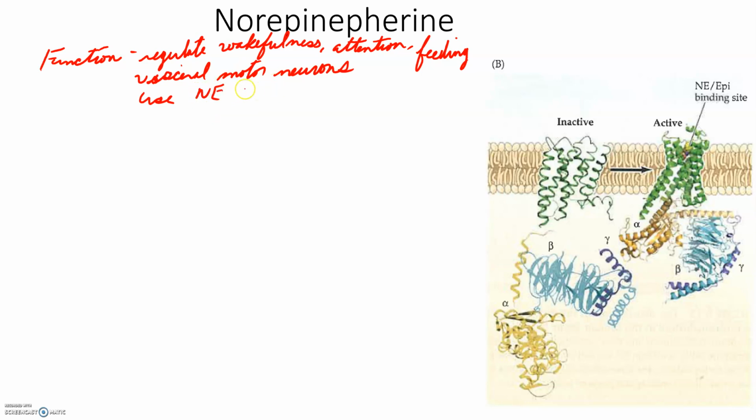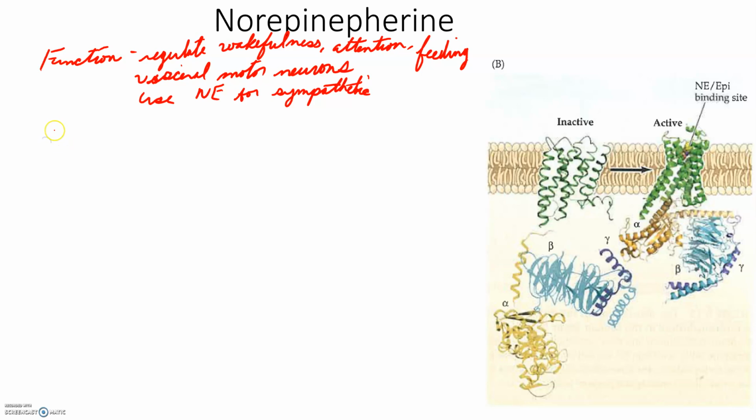NE, norepinephrine, is for sympathetic types of responses, right? Those are the fight or flight types of responses. So if you're typically secreting digestive juices, the visceral motor neurons will release norepinephrine and inhibit the release of those digestive juices, for example.